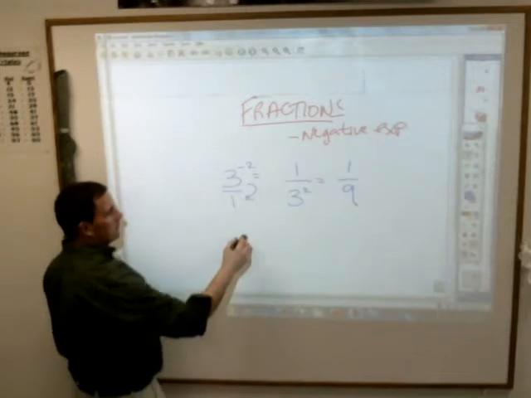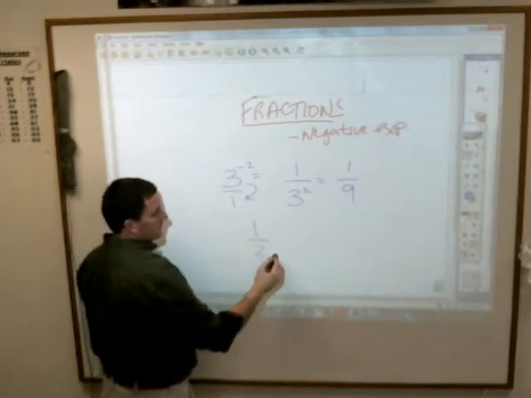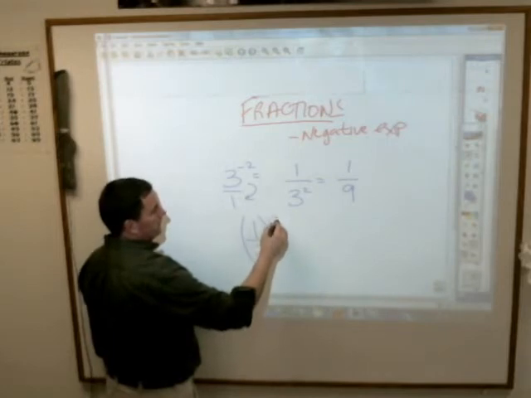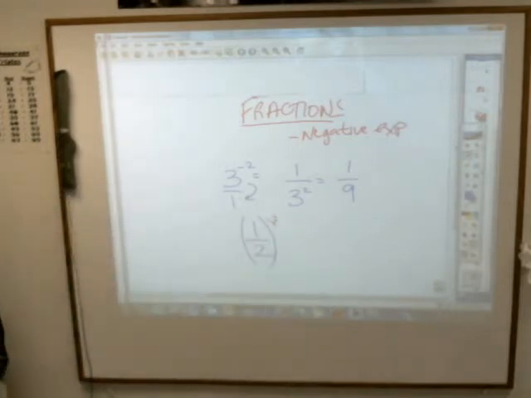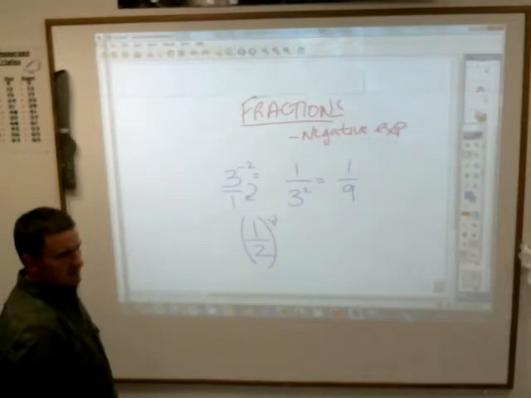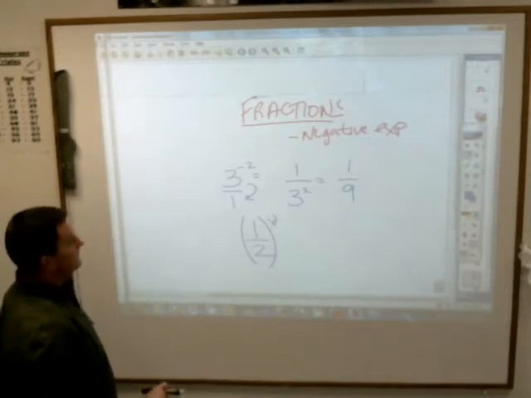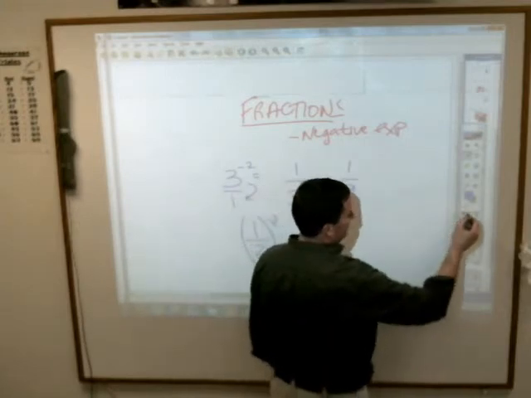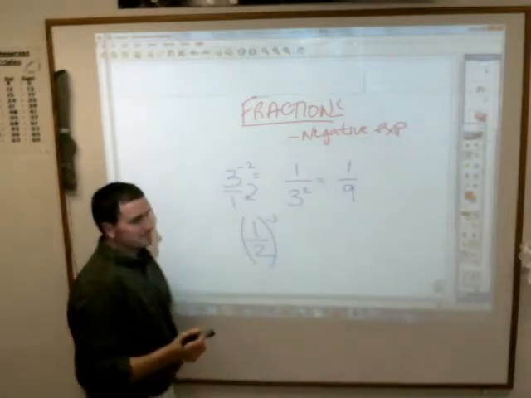But what about this? What if I have 1/2 to the negative 3 power? Any speculations as to what that would be? John? For example, you would do what? Help me out on that. How am I going to make that a whole number? Lauren? You can make it decimal.